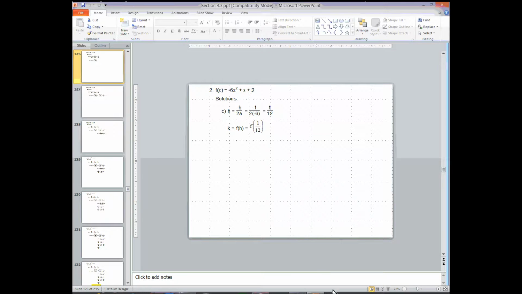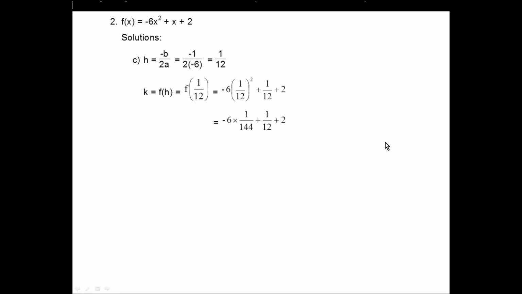So, if we did this by hand, you're saying, gee, what would we do by hand? So I'm going to have negative 6 times 1/12 squared plus 1/12 plus 2. Okay, 1/12 squared is 1 over 144. So I have negative 6 times 1 over 144 plus 1/12 plus 2. Okay, I can do some canceling. The 6 can go into the 144. Now don't lose your minus sign. So I have negative 1 over 24 plus 1/12 plus 2.